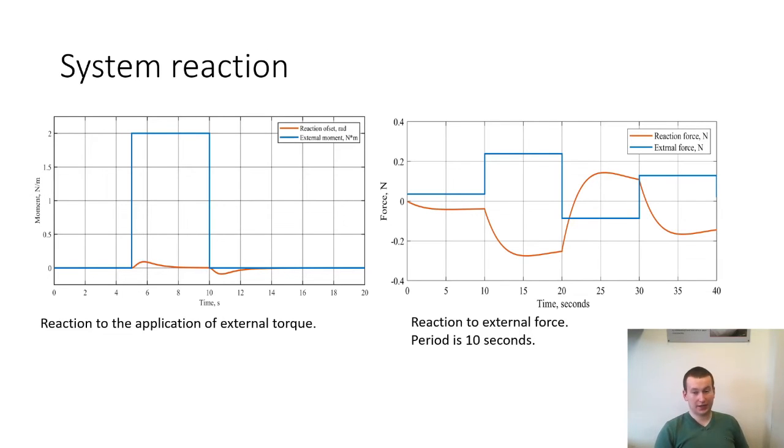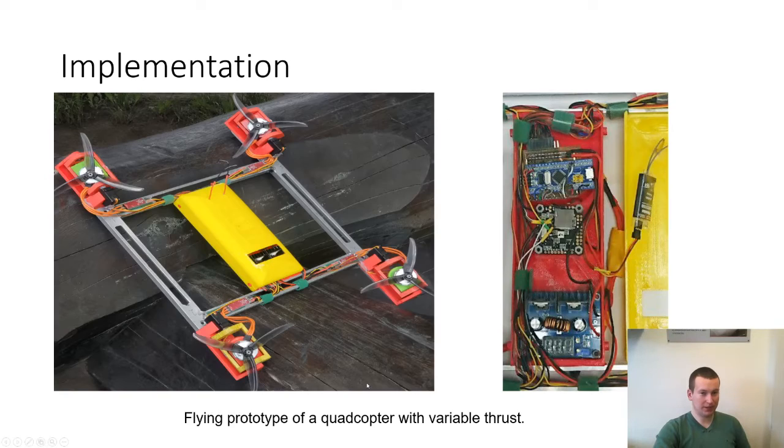flat position. And in the second graph, you can see the application of external force in one direction. So at random times, in different time periods, we apply a random number of forces and see the reaction of our system. It seemed that our system reacts correctly, and we decided to prove the correctness of our control system by creating a practical implementation.